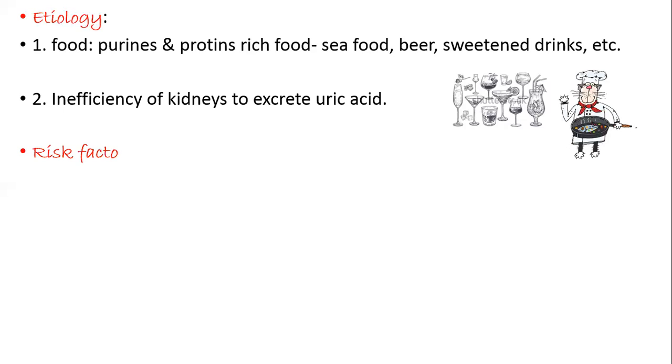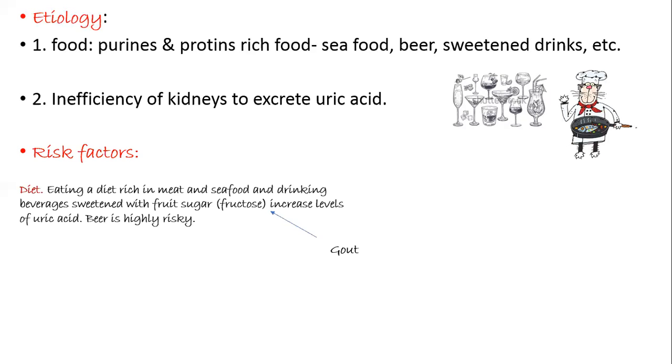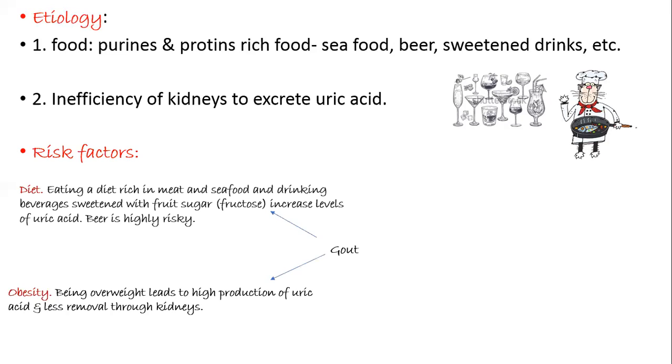Now, what are the risk factors? First is diet. As I told you, eating a diet rich in meat and seafood and drinking beverages sweetened with fruit sugar, that is fructose, increases levels of uric acid in the body, and beer is highly harmful to the body.